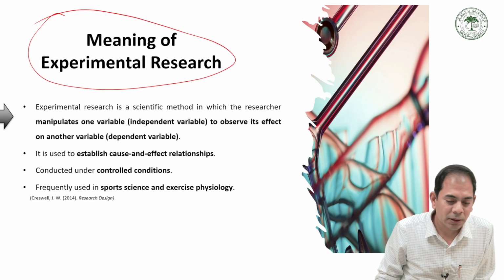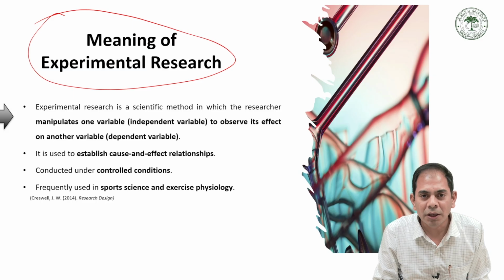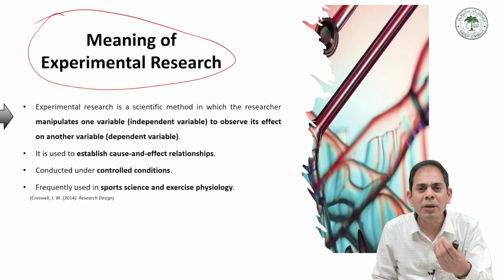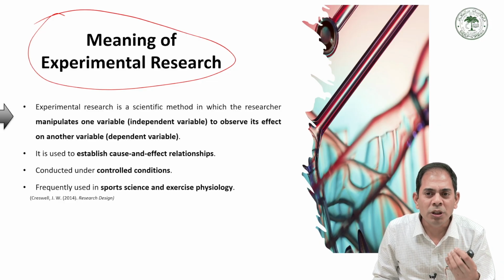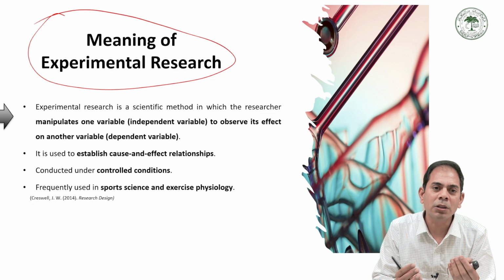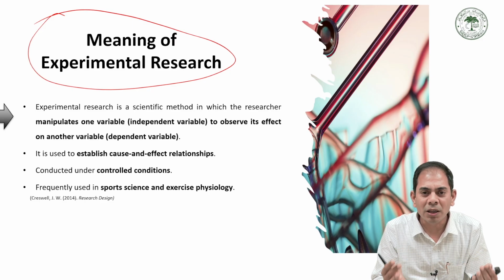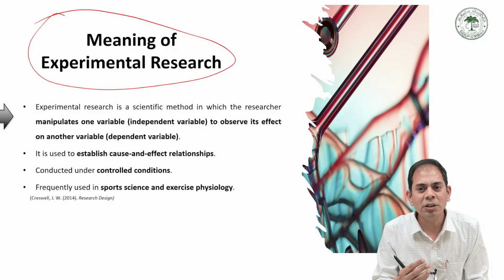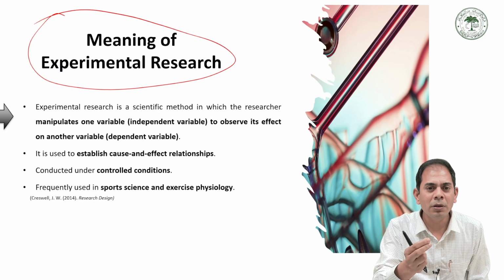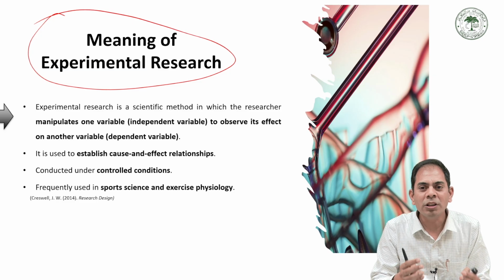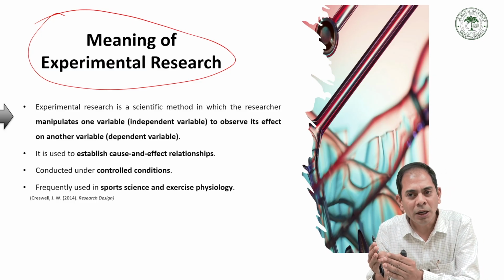Next important thing is how you understand experimental research. What does it actually mean? Now let us understand the simple meaning of experimental research, which is a core concept in research methodology. Experimental research is a scientific method, because research is always a scientific, planned, systematic method, in which a researcher manipulates one variable, known as the independent variable, in order to observe its effect on another variable, called the dependent variable.